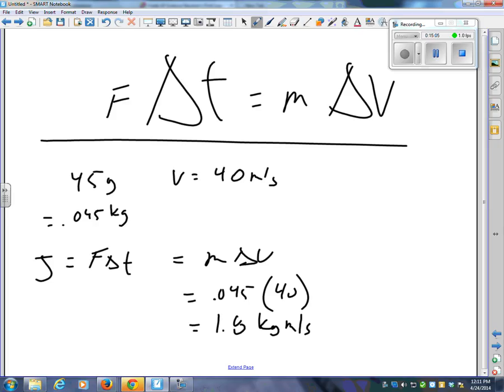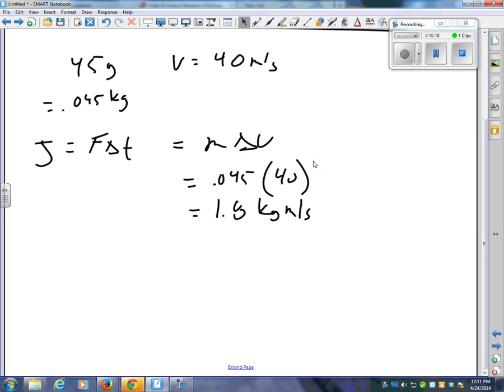So the impulse is also equal to the change in momentum. If the change in momentum is 1.8 kilogram meters per second, then that means, therefore, that the impulse, the J, is 1.8 Newton seconds. It's the same numerical value. They do mean the same thing, right? It's just sort of two names for the same thing, really.